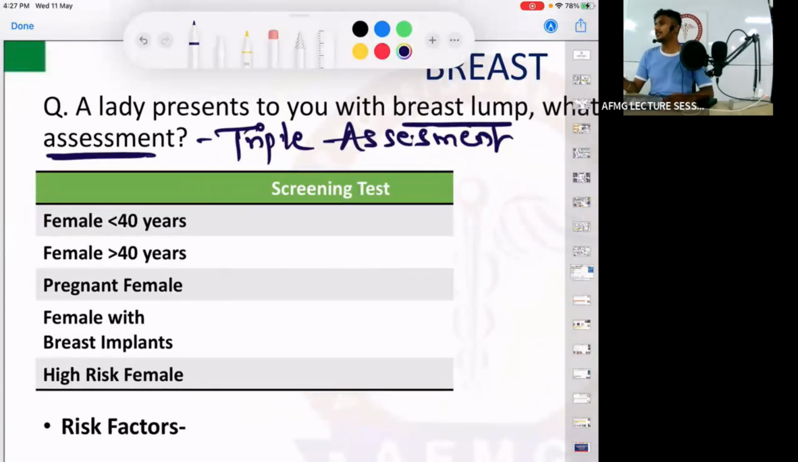If the patient presents to you with a breast lump, or even prior to that, if the patient has a history of breast cancer in the family, or there is a gene mutation in that patient, ठीक है, so breast screening test should be started. So which is the best screening test to be used in a female less than 40 years of age?